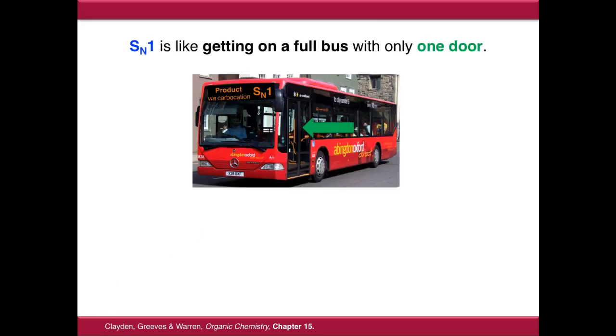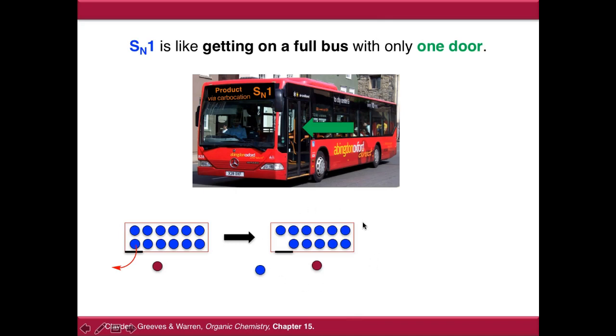We can think about SN1 reactions as getting on a full bus that's only got one door. Now if we look at this diagram of the bus down here and you're standing on the pavement waiting to get on, you can't get on the bus at the moment because it's full. And there's only one door through which you can enter and the passengers can leave. So you've got to wait until the passenger exits the bus, leaving a hypovalent intermediate where you've got a gap that you can add something else into, in this case you, before you can get onto the bus and give us the product. So you can think of this bus that's got a spare seat as our carbocation intermediate.